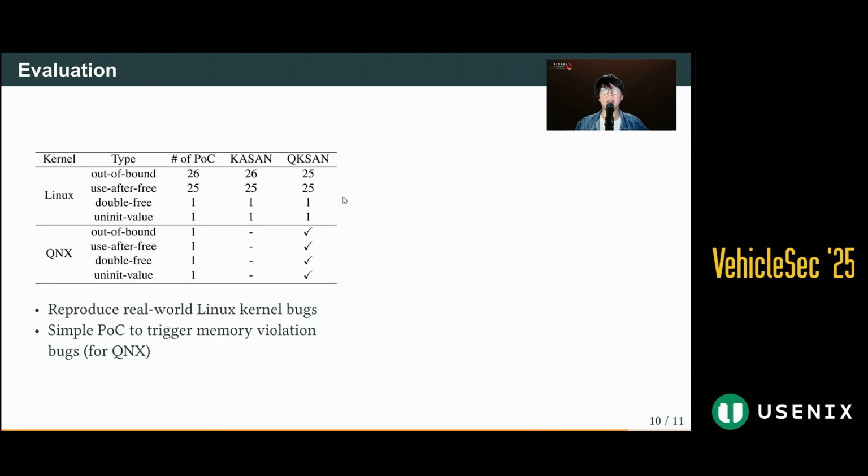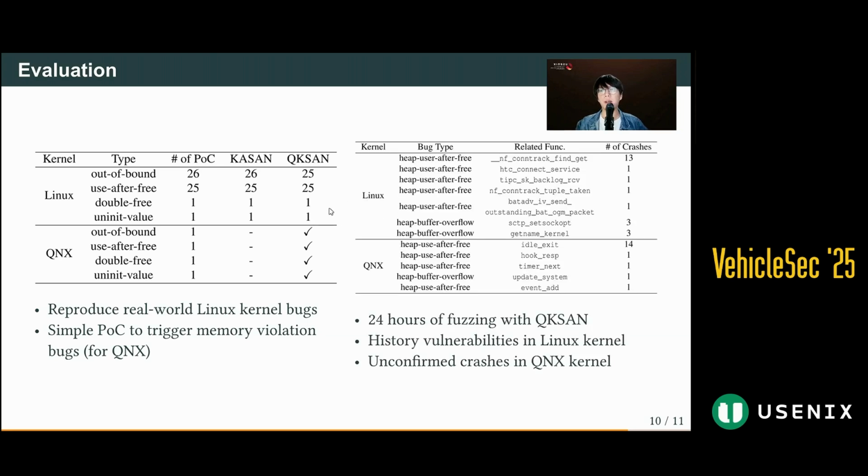We evaluate QKSAN by reproducing real-world Linux kernel bugs and creating simple proofs of concept to trigger memory violations in the QNX kernel. QKSAN is able to detect these bugs precisely, both in Linux and the QNX kernel. We also evaluate the fuzzing performance of QKSAN. We fuzz the Linux kernel with QKSAN enabled and find 7 known bugs. For the QNX kernel, we find 18 unconfirmed crashes. Unfortunately, we have not determined whether these crashes are real bugs currently.